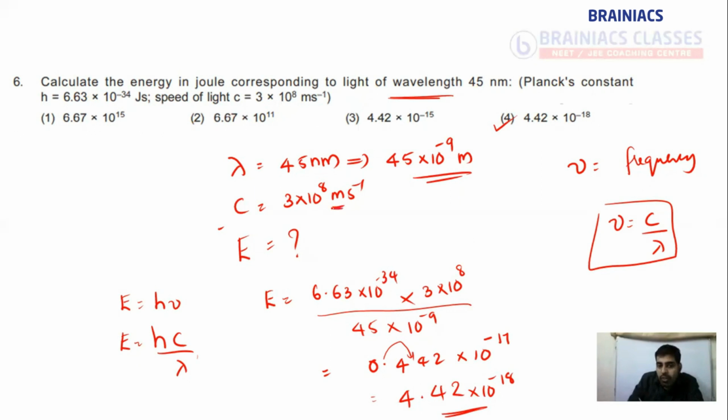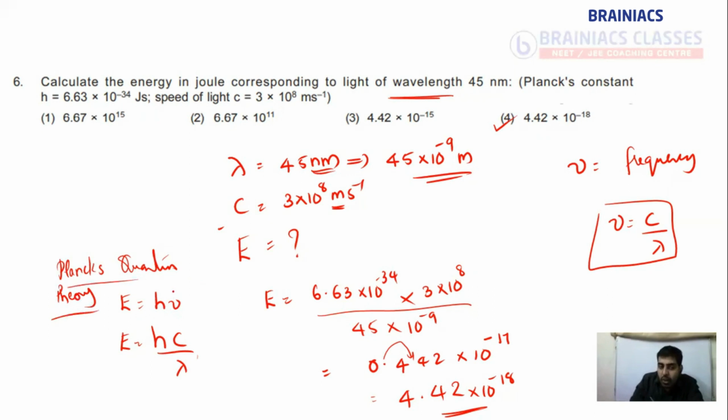Now here the velocity of light is given in meter, so you have to convert nanometer to meter. Nanometer is equal to 10 raised to minus 9 meter, right? Now we know the equation according to Planck's quantum theory: E is equal to h nu.